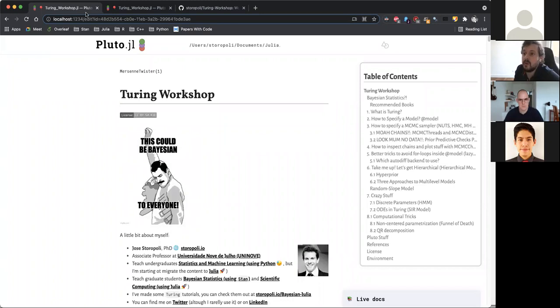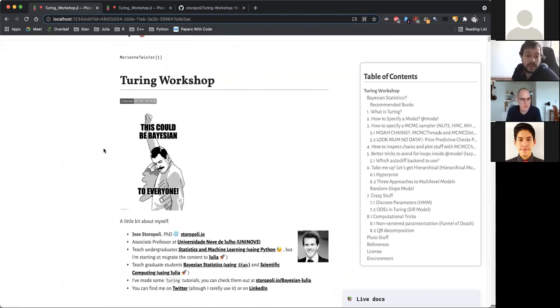This is a Turing workshop, and also a workshop for using Turing as a tool of Bayesian inference. This whole content is Creative Commons license, so you can use it however you want. Just take a look at the license, but it's a very permissive license. Everything that I do is Creative Commons content.